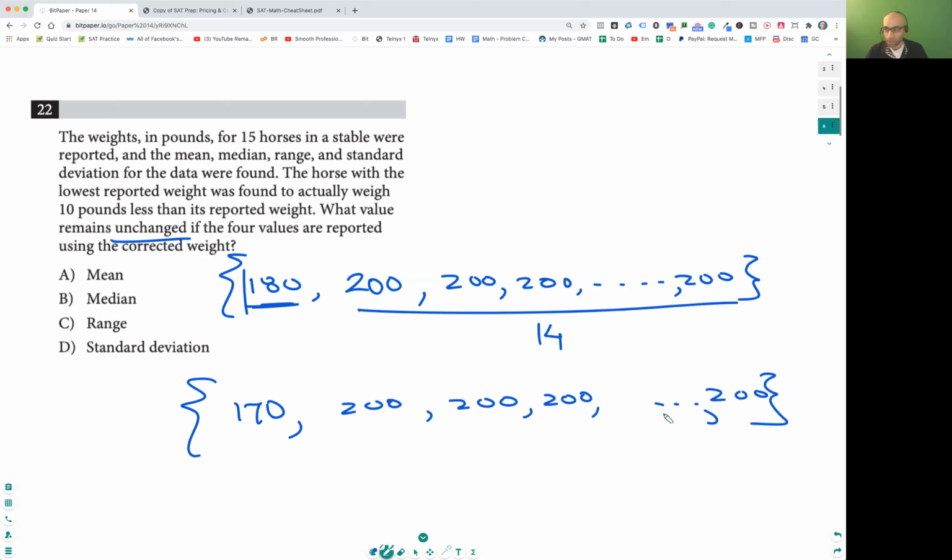Okay, so remember, what happens? Does the mean change? Here, the mean would have been something like 195 or something, right? But because this guy went even lower, the mean would have gotten lower. So this is gone.